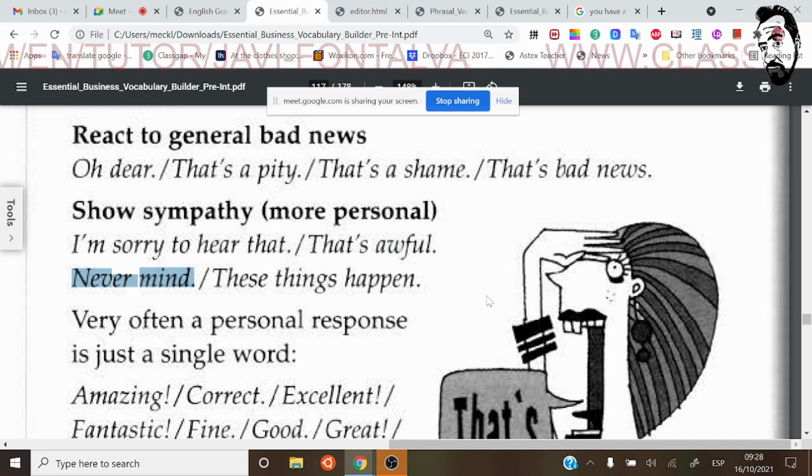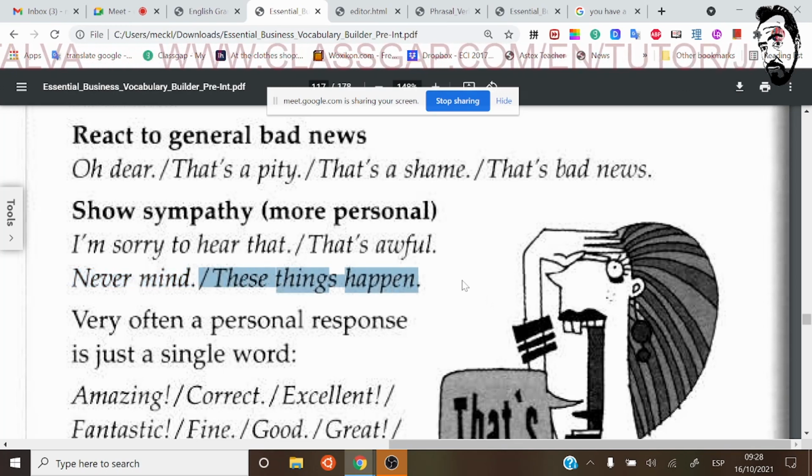Never mind. Como never mind means no te preocupes. These things happen. Estas cosas pasan, ¿no? These things happen.